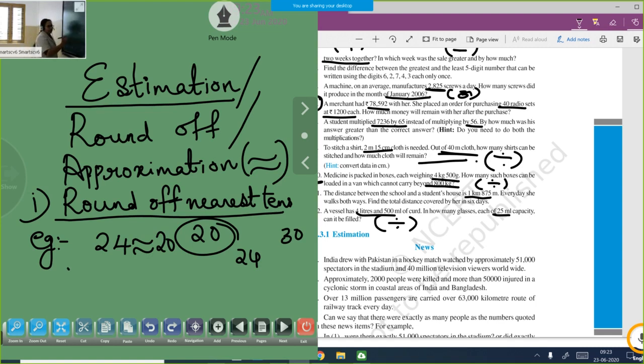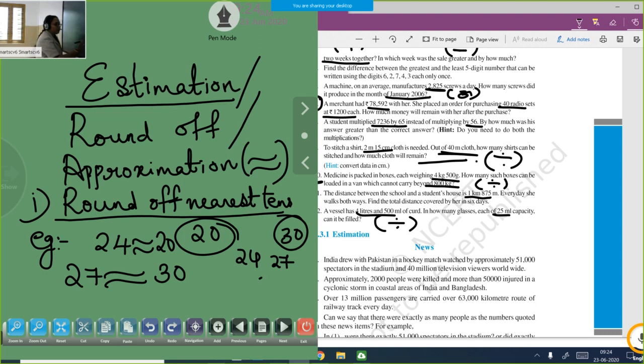Suppose it is 27, children. 27 is nearest to which 10, 20 or 30? Of course, that is nearest to 30. That means 27 is nearest to 30. We will say like that.